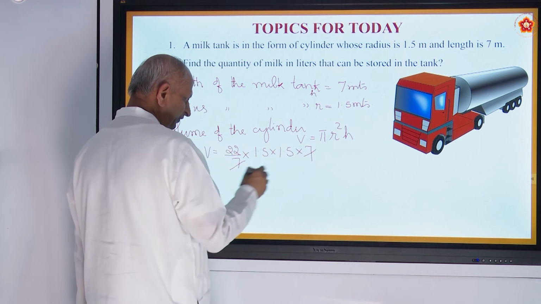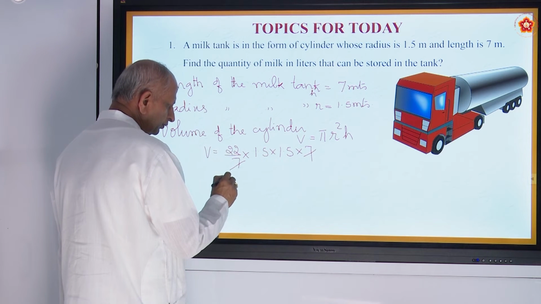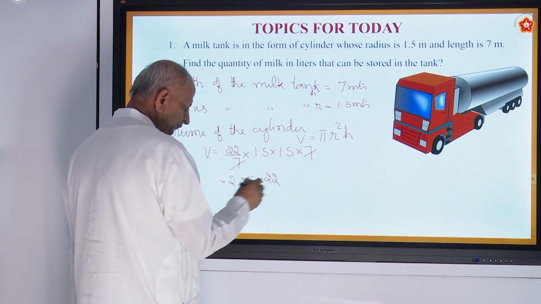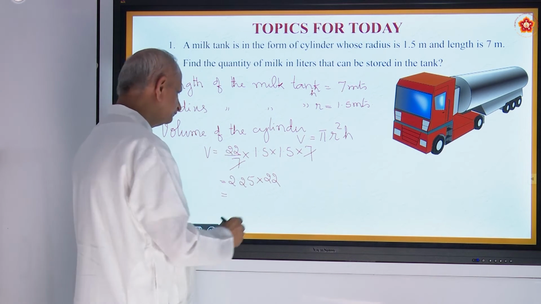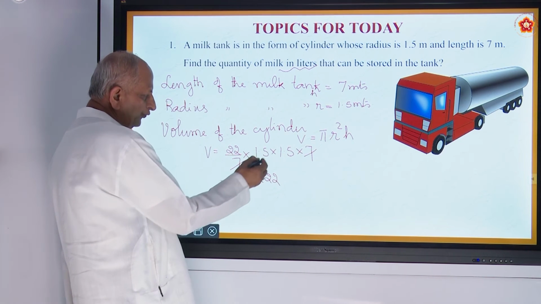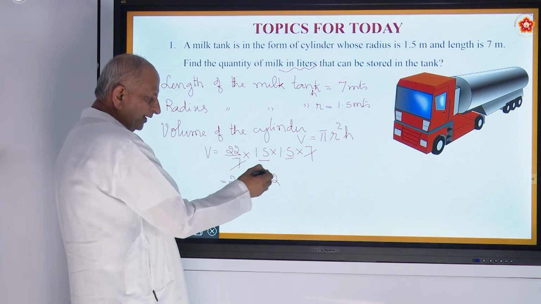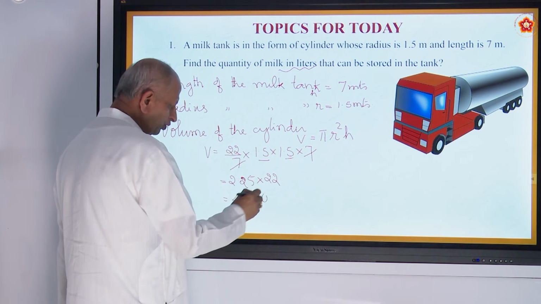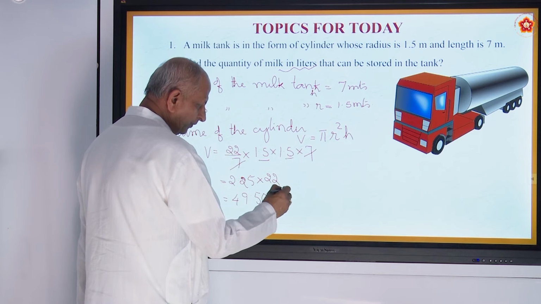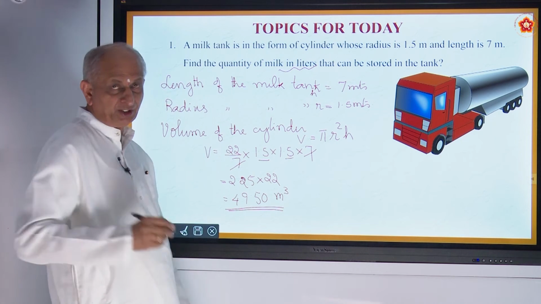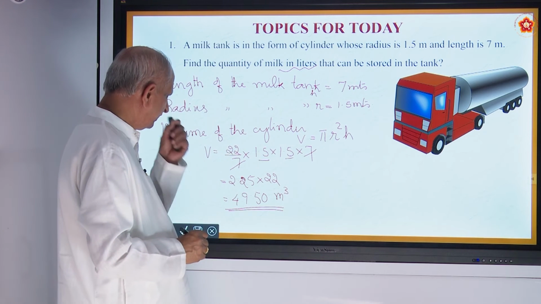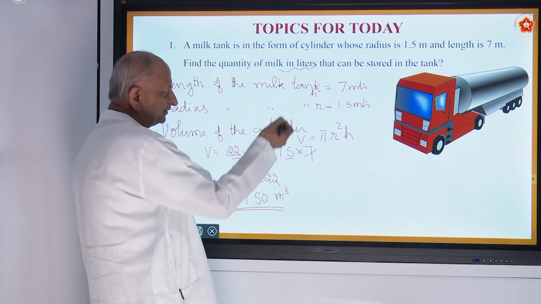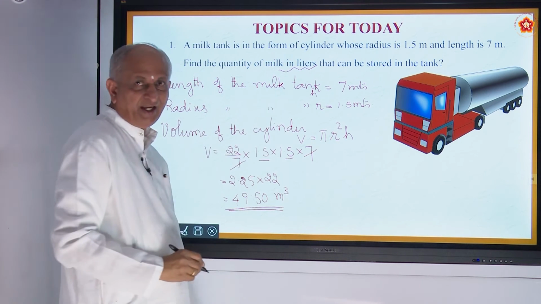So 7 cancels. You have 2.25, 1.5 into 1.5 becomes 2.25, into 22. That comes to 49.50 as the volume. Therefore, you must write cubic meters. Unit also is very important because we are telling about capacity, nothing but volume. Okay. Now the answer has come in meter cubes, to be converted into liters.